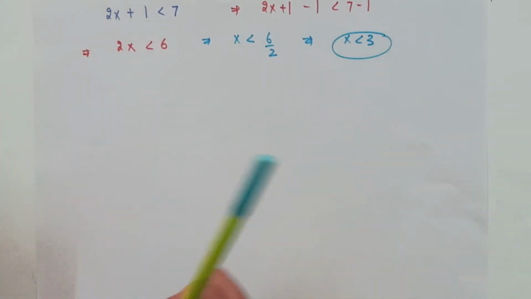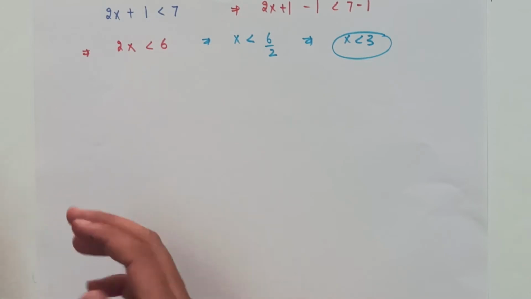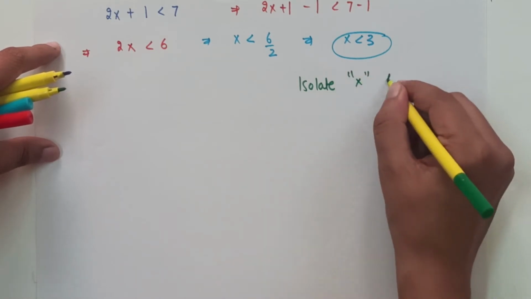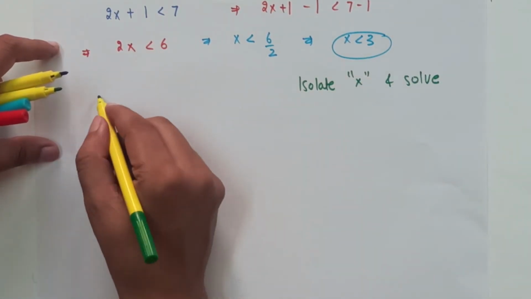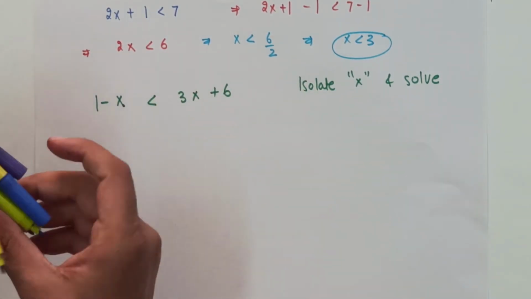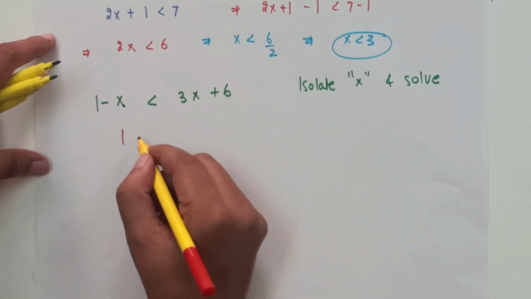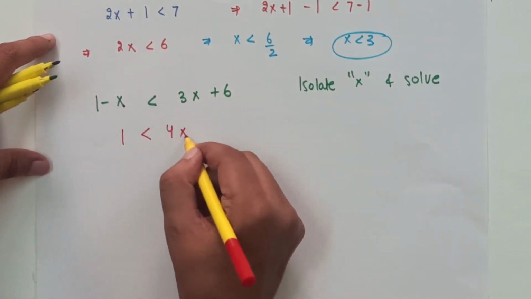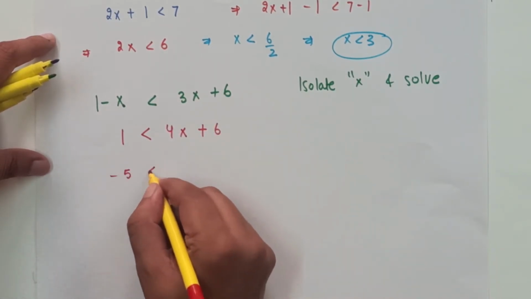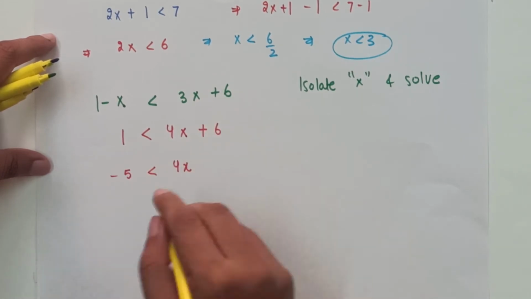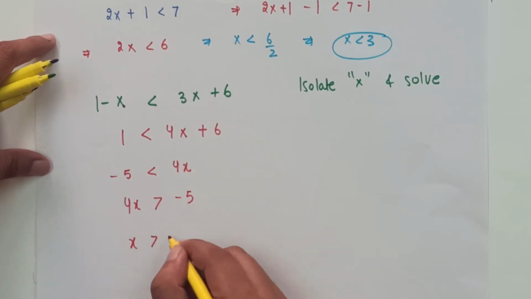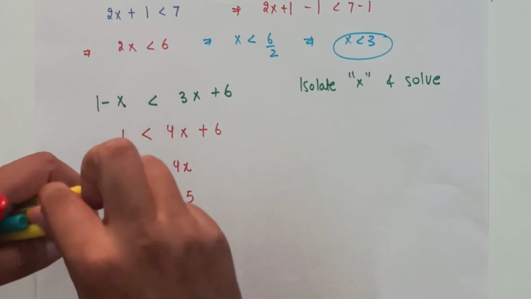Let's do a more elaborate example, where x appears more than once. The idea is the same: we have to isolate x and solve. Take the example 1 minus x is less than 3x plus 6. Adding x on both sides, we get 1 is less than 4x plus 6. Subtracting 6 on both sides, we get -5 is less than 4x. In other words, 4x is greater than -5, or x is greater than -5 by 4.